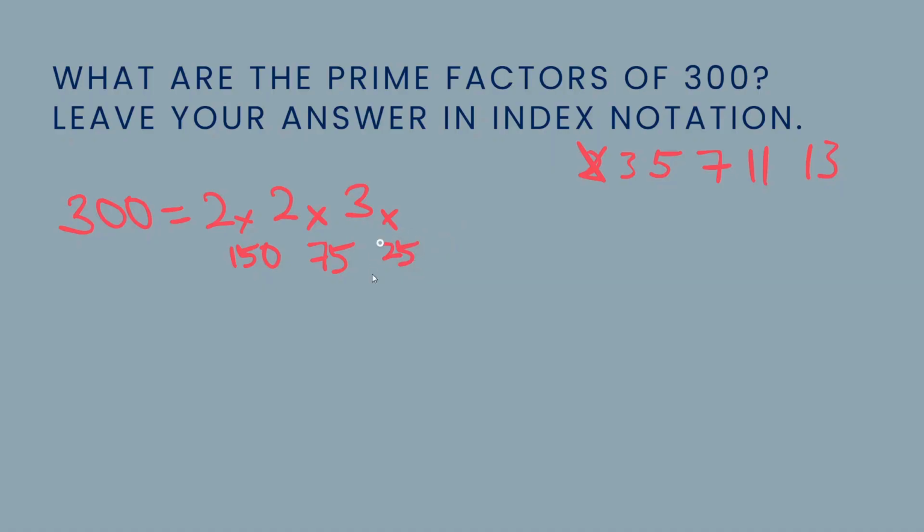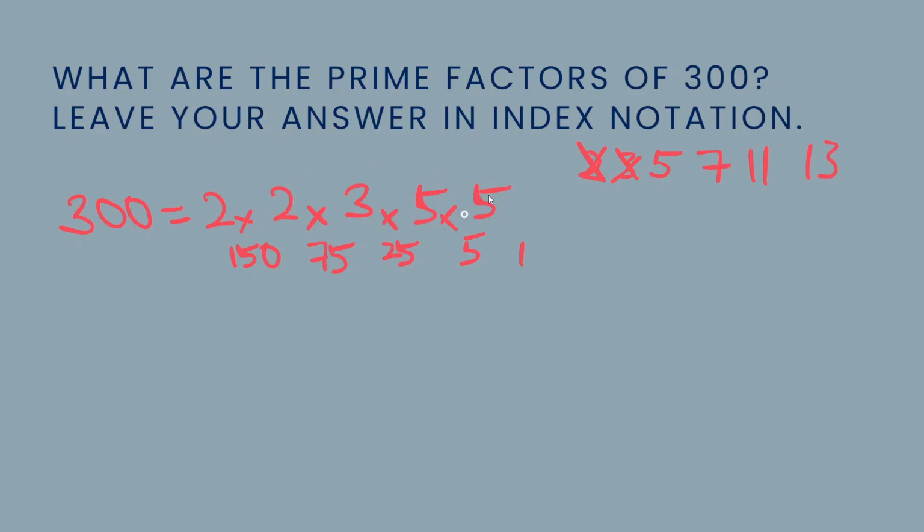Good. For 25, can I divide by 3 or not? Cannot. What's the next one? Divide by 5, we get 5. Then we try divide by 5 again, we get 1. This should be almost your answer, but because they want index notation, we haven't answered yet. These are your prime factors.